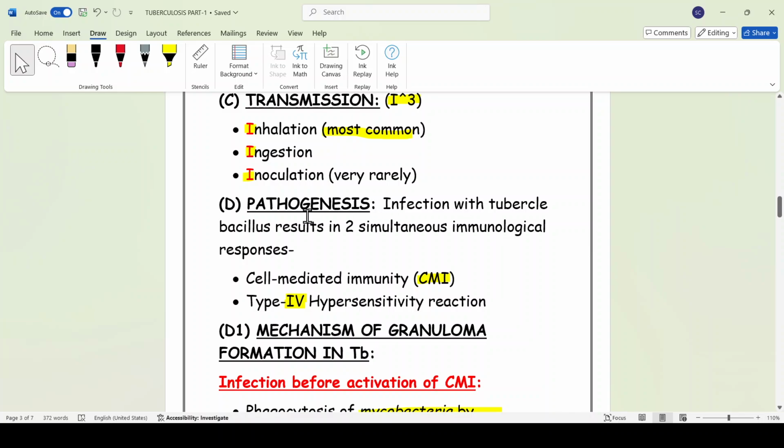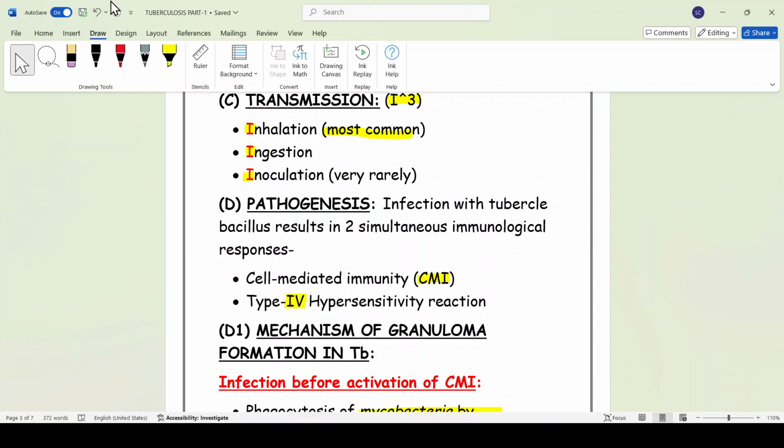Now, moving on to the pathogenesis, that is, how is this TB caused? If you see the pathogenesis, mainly there are two simultaneous immunological responses present, which result in the pathogenesis of tuberculosis or the progression of TB infection. Now, what are those two immunological responses? They are CMI, or cell-mediated immunity, and the next is the type 4 hypersensitivity reaction.